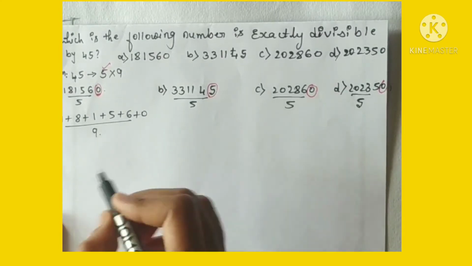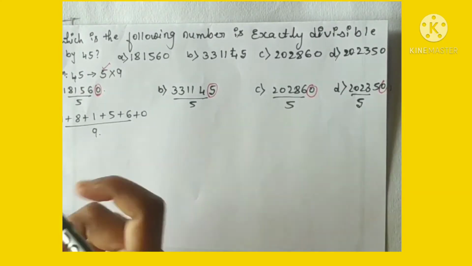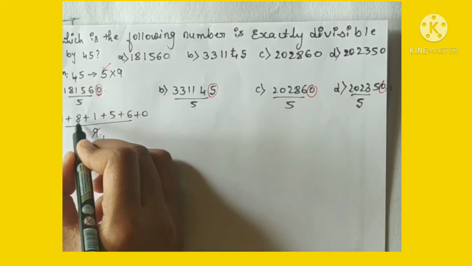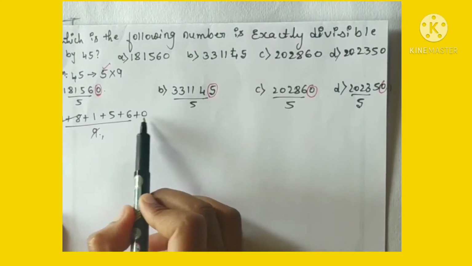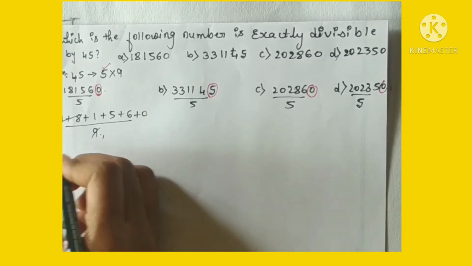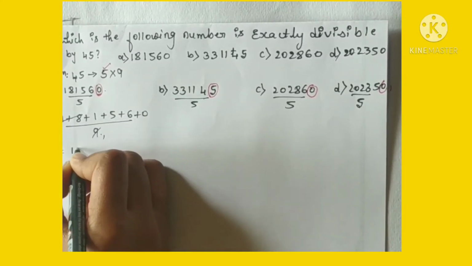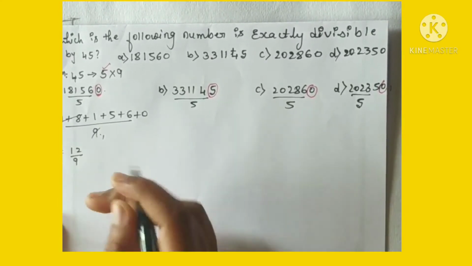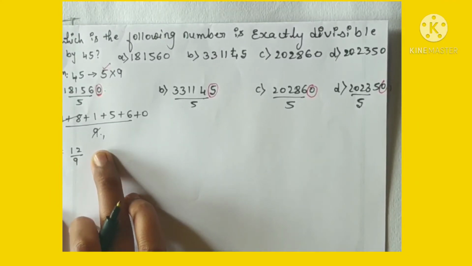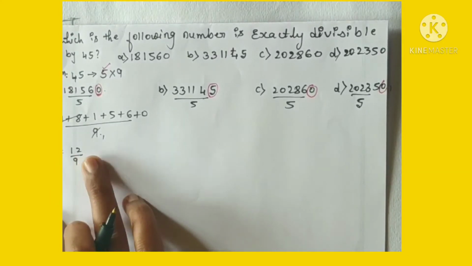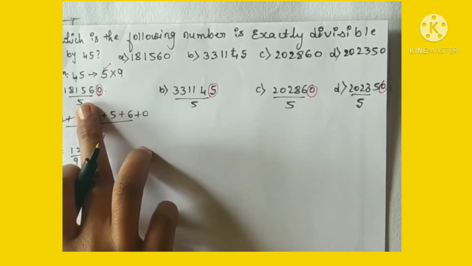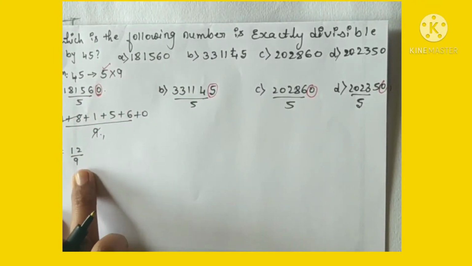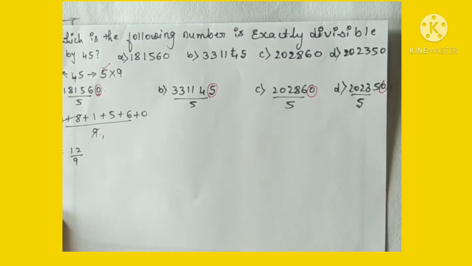Here I am applying the divisibility rule of 9. Now I just cancel out the numbers which are directly cut off. 8 plus 1 is 9, so it is also directly cut off. Then the remaining is 12 by 9. Here the 12 is not divisible by 9, so it is not a correct option. It satisfies the divisibility rule of 5, but it does not satisfy the divisibility rule of 9. So this option is wrong.